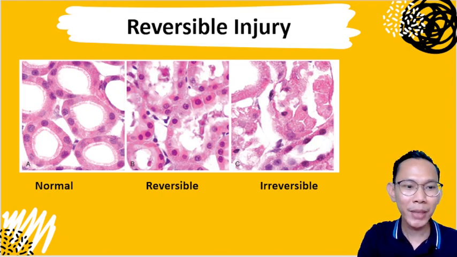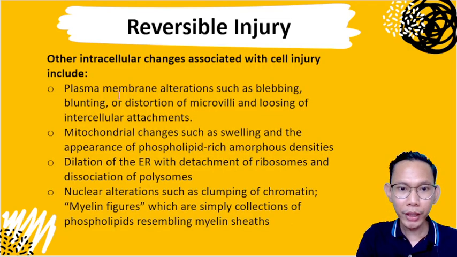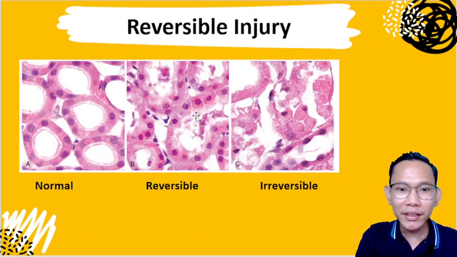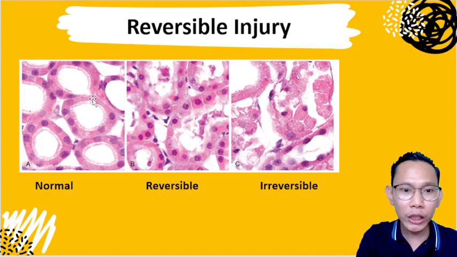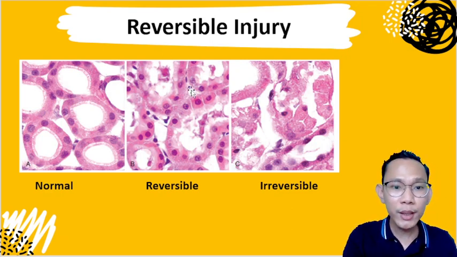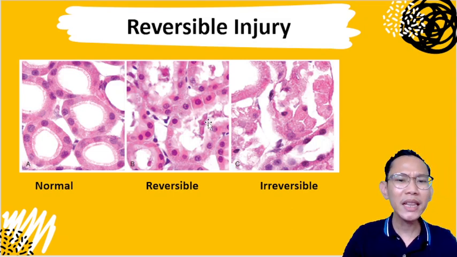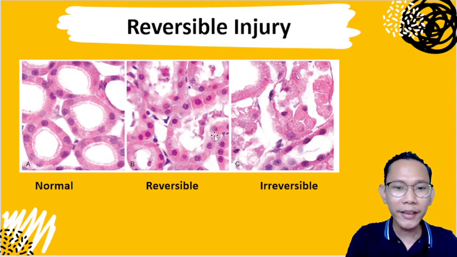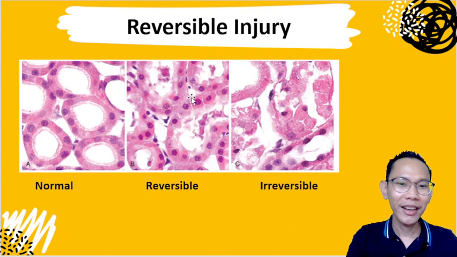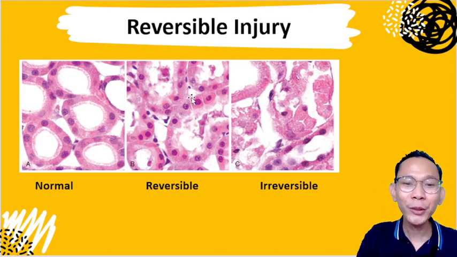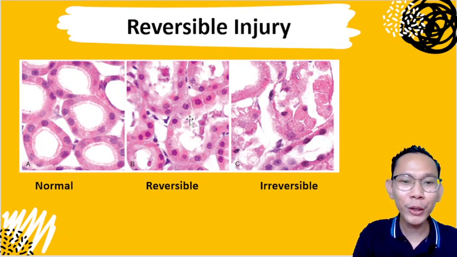What else? Balik tayo sa ating, there is distortion or blunting of your microvilli. So, tingnan natin. There is distortion. Tingnan natin. Ito yung ating microvilli. Pag tingnan natin dito, hindi na natin na-appreciate. So, in short, there is a distortion of our microvilli. So, this is a very typical picture of your reversible injury. Guys, I know you should know how to compare a normal to your reversible.